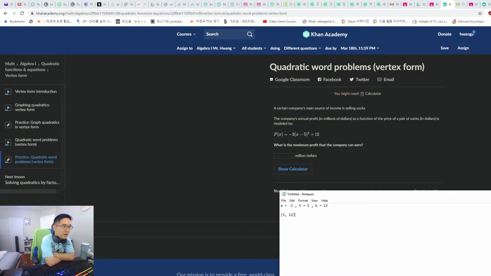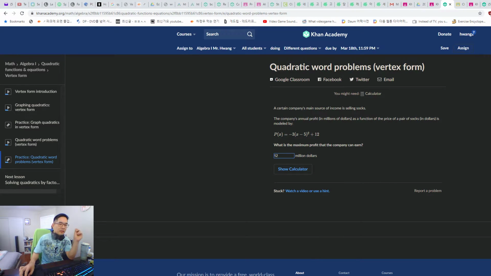So what are we looking for? The y value is the profit, and the x value is the time that goes on. They don't really tell you what x and y are, but P stands for profit. So it's going to be $12 million. And when I hit the next one, you will see it's random.